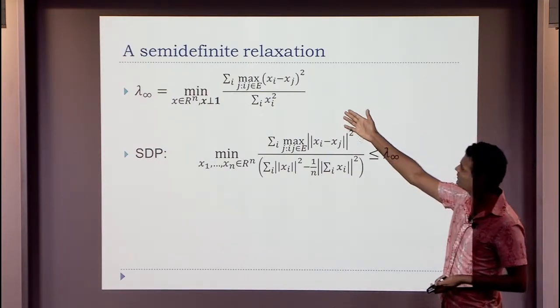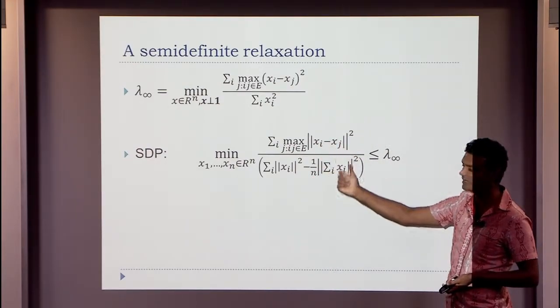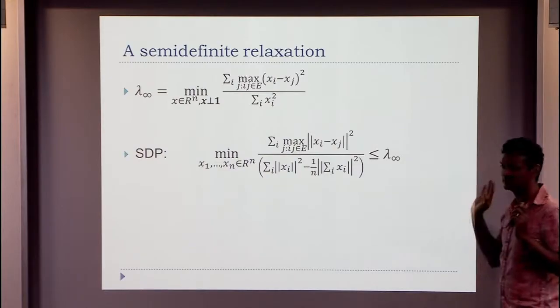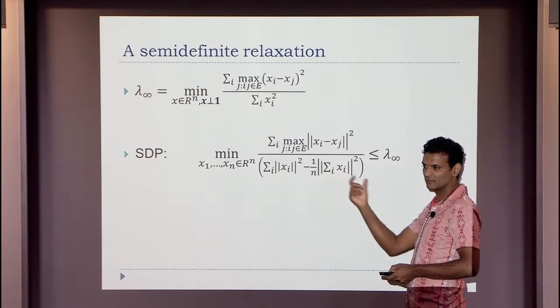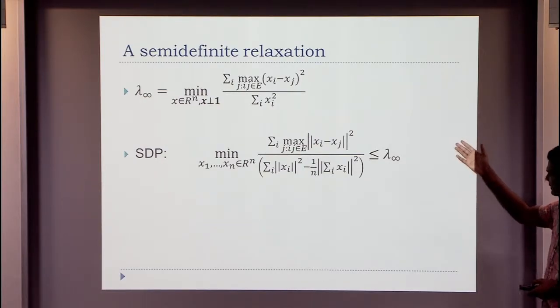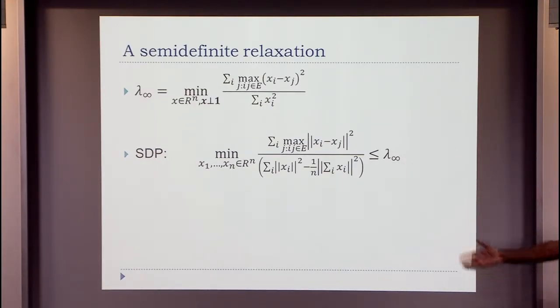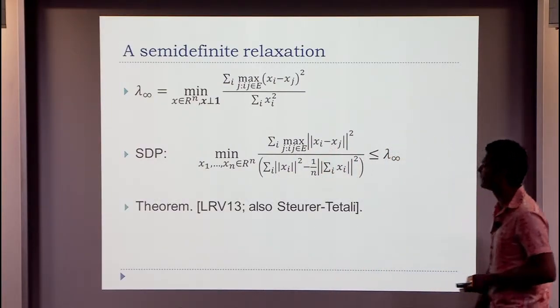Here it is. So you just symbolically replace the xi's with vectors instead of real numbers, and the squares with squared norms. And forget about the orthogonality constraint, we'll put back the subtraction term. And since we relaxed from real numbers to vectors, we get something that can only be smaller. We're minimizing, so it's smaller than this lambda infinity. And you can compute it, right? It's just an SDP, using only inner products.